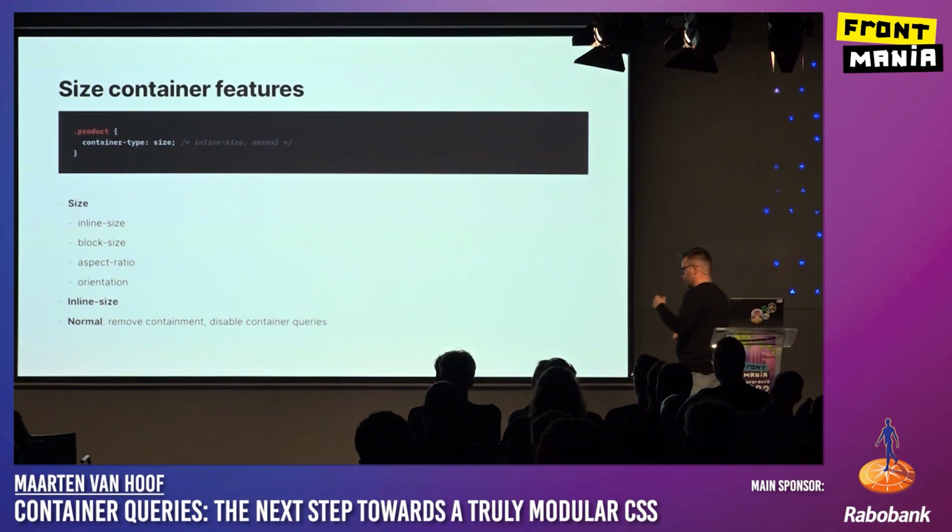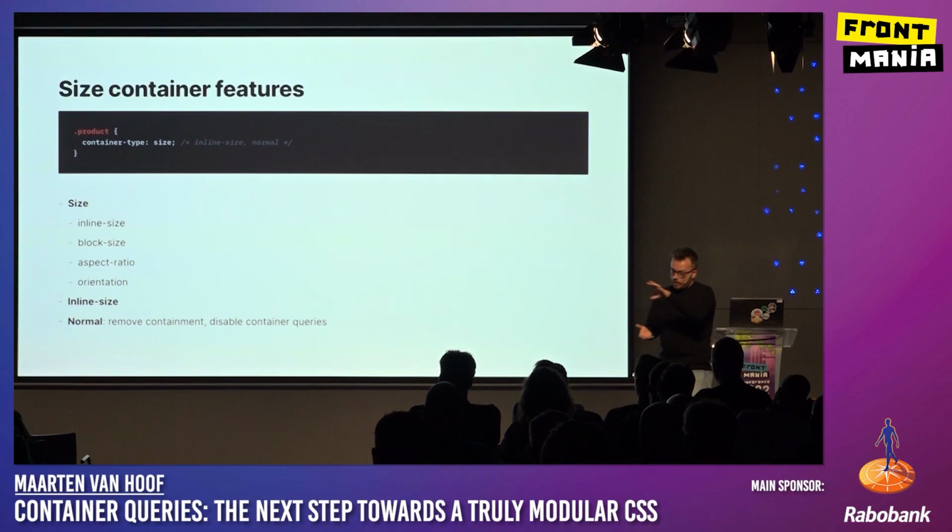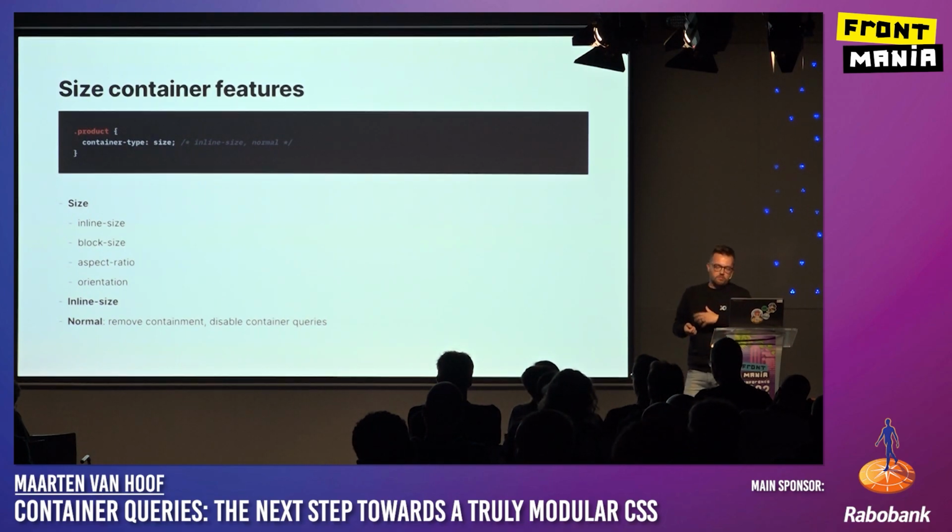But first let's start off with the type. The type is saying, okay browser, look at these specifics of that element and do something with it. For container queries, we can set the container type on size, which is the equivalent of inline size, block size, aspect ratio, which is a computed value from inline size and block size, and orientation, which is a string that is also computed from inline size and block size. Or we just can say, hey browser, just look at the inline size of that element and forget the rest. And with normal, if we set normal as a value, we can remove containment if we set it earlier.